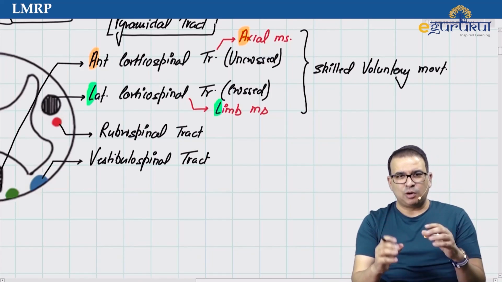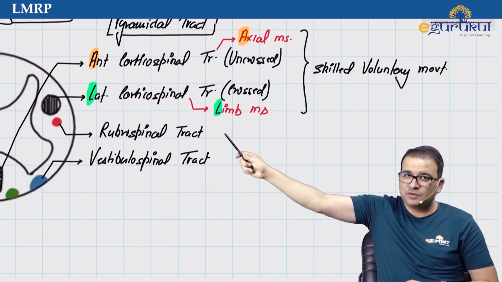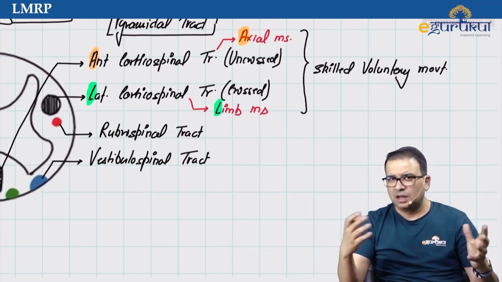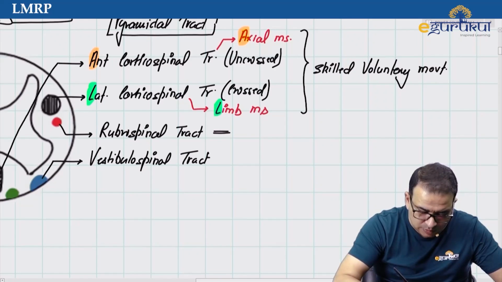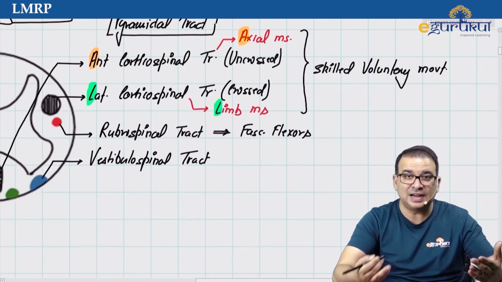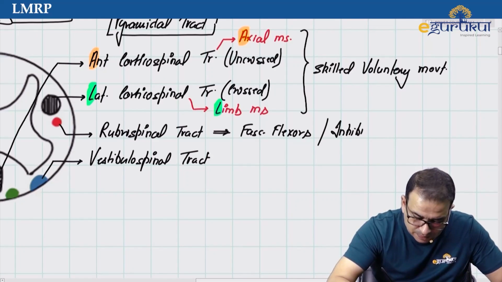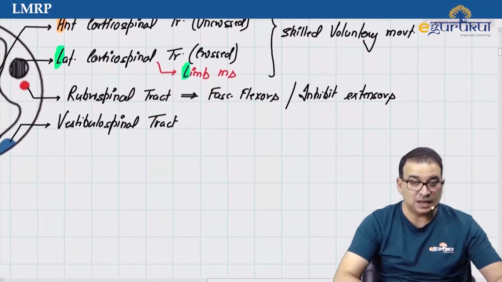The reason I want to tell you about them together is that although one is on the lateral side and one is on the anterior side, one coming from the red nucleus and one from the vestibular nucleus, looking completely different in where they come from, see what is there. The rubrospinal tract is responsible for facilitating flexors. It facilitates the flexors, and at the same time, it inhibits extensors. It facilitates flexors but inhibits extensors.